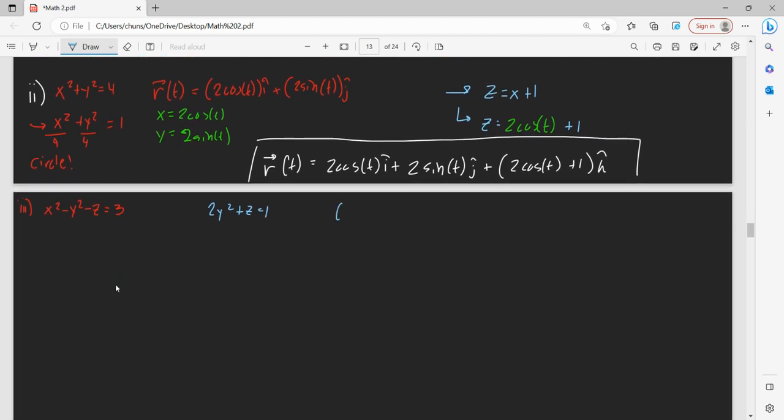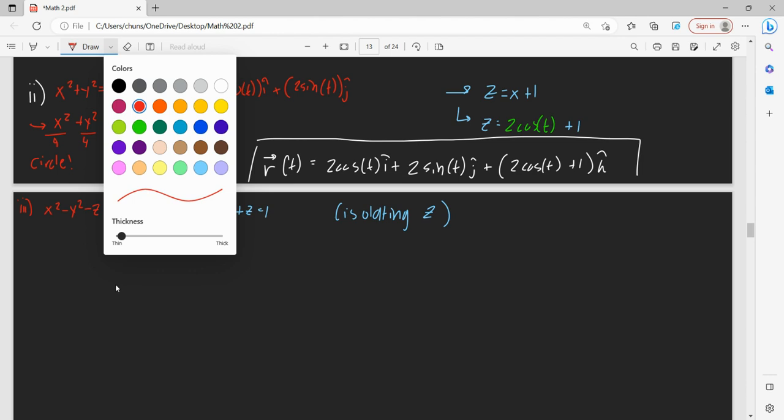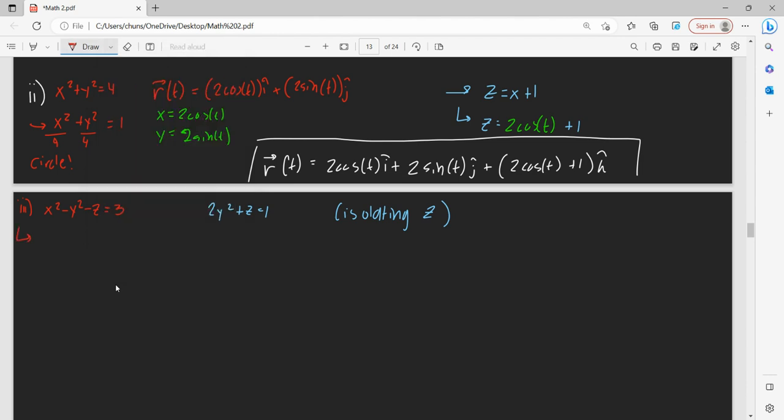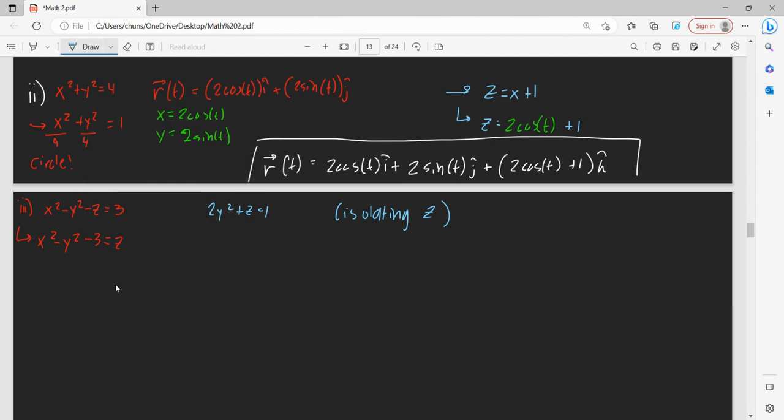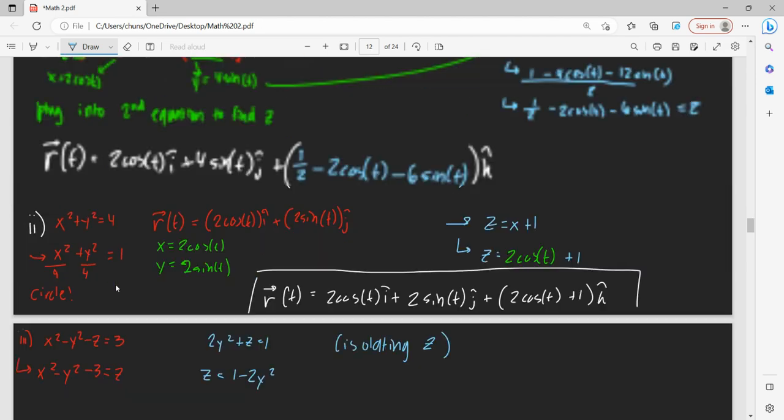So I would recommend isolating our z value. It's going to be easiest. So if we do that, that's x squared minus y squared minus 3 equals z. And this next one here is z equals 1 minus 2y squared. I feel like we did this question already.